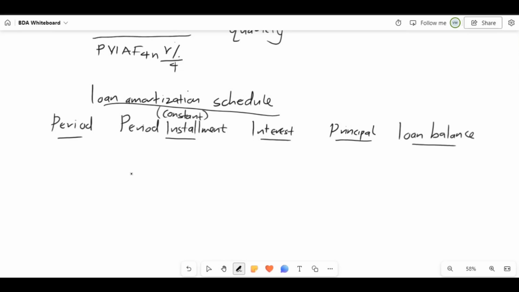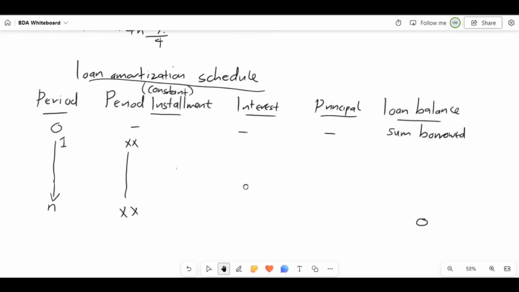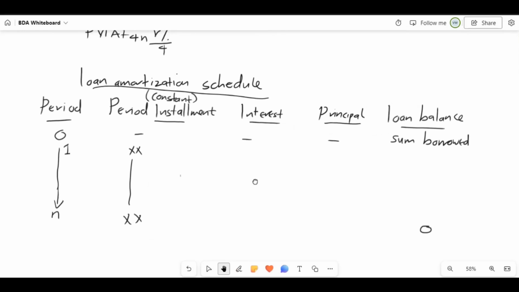Our loan amortization schedule must always start from period 0 all the way up to period n, depending on the number of periods. At period 0 we'll only have the original sum borrowed, so our periodic installment starts from period 1 downwards. The loan repayment is on reducing balance, such that the loan balance at the end of the period should be exactly 0. This is the general structure of a loan repayment schedule.